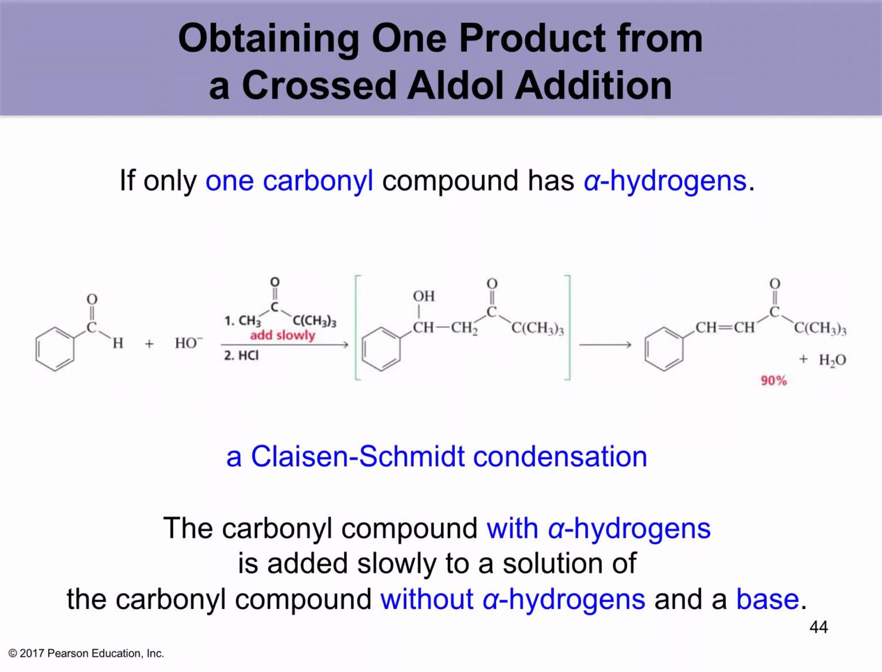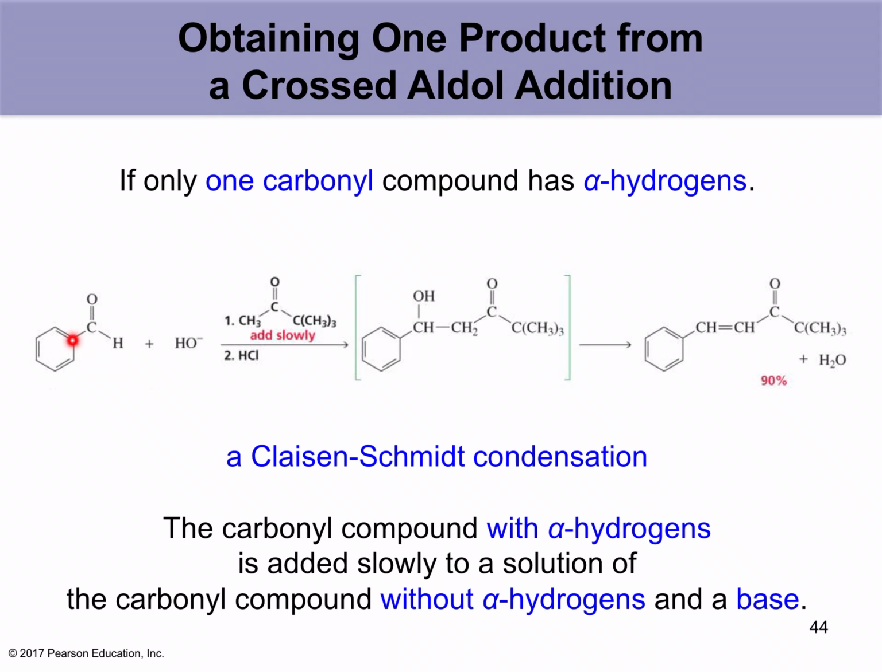Obtaining one product from a crossed aldol addition. So you saw the complication that we have if you have many alpha carbons, and what the possible products are. But if you want to form one compound, what do we need to do? So let's see what we can do. Let's say you have this carbonyl group. This is a benzaldehyde molecule. Do we have any alpha hydrogens in this molecule? No, we don't.